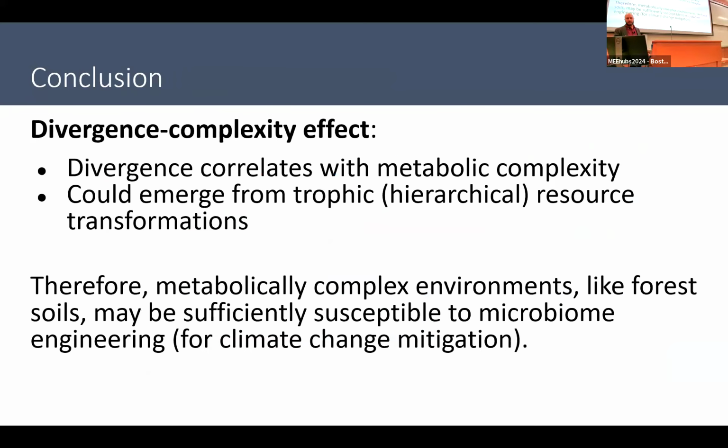So in conclusion, we identified this thing that we like to call the divergence complexity effect, where divergence correlates with metabolic complexity. Based on our simulations, we think that this could emerge from the structure of metabolism itself in some way, specifically in the hierarchical transformation of resources that happens in nature. And for me, one of the exciting outcomes of this is that it provides some hope that complex environments like forest soils might be susceptible to microbiome engineering, since they can host different types of communities.